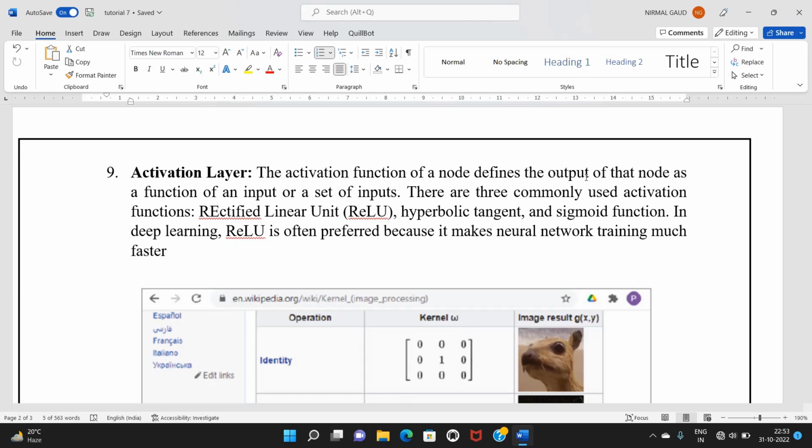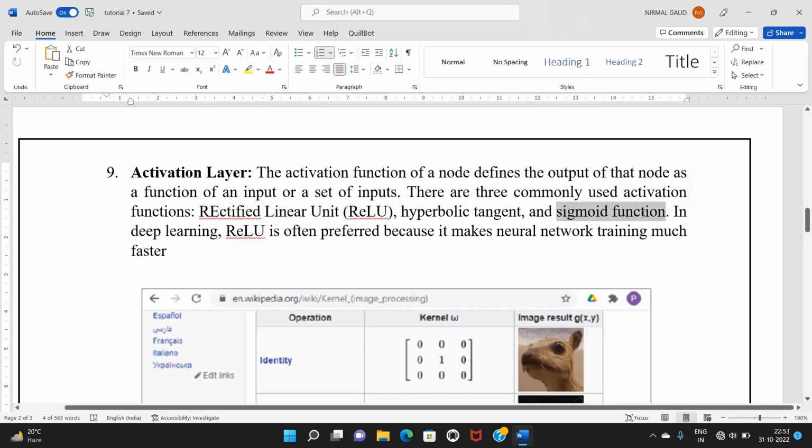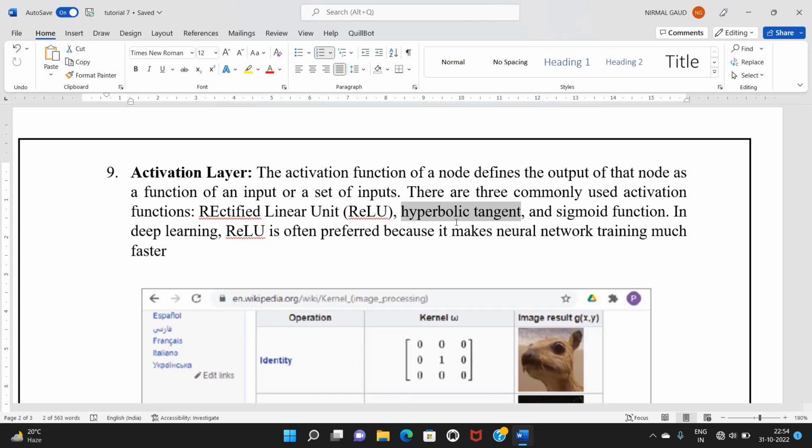Here the activation function could be of any type. That could be a rectified linear unit, a ReLU function, a sigmoid function, or a hyperbolic tangent function, depending upon what kind of task we need to perform over the layer. So all these activation functions have a significance.